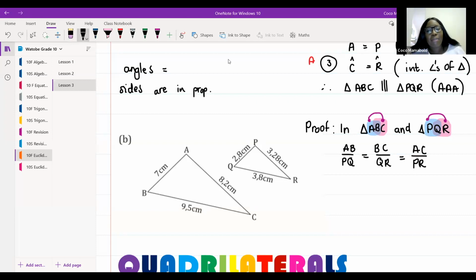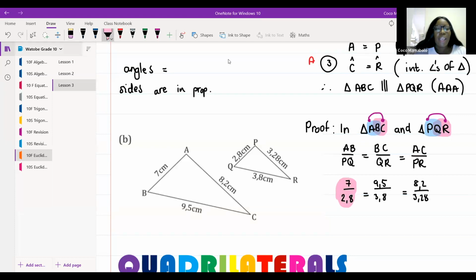All right, everybody's going to grab their calculator. We're going to go AB is equal to 7 over PQ, which is 2,8. And that must be the same number. It must be equal to BC, which is 9,5 over QR, which is 3,8. And that is equal to AC, which is 8,2 over PR, which is 3,8. Now you need to punch these into your calculator and see what you get for each of them. So go to your calculator and type in 7 divided by 2,8. Does it give you 2,5? Okay, it gives us 2,5.